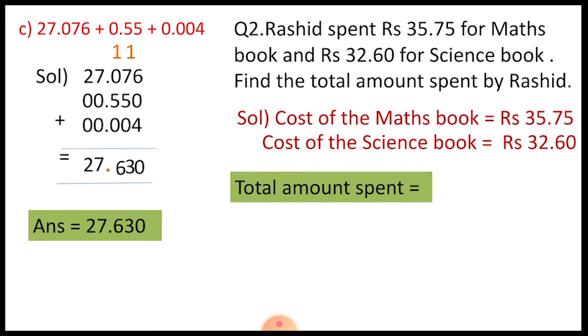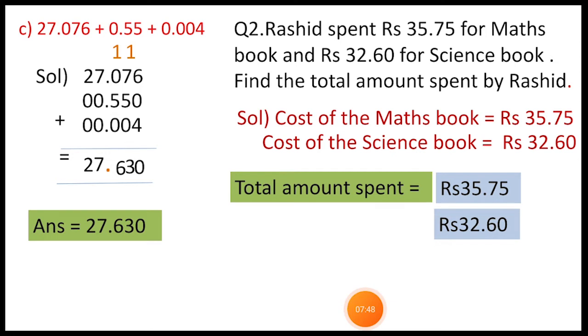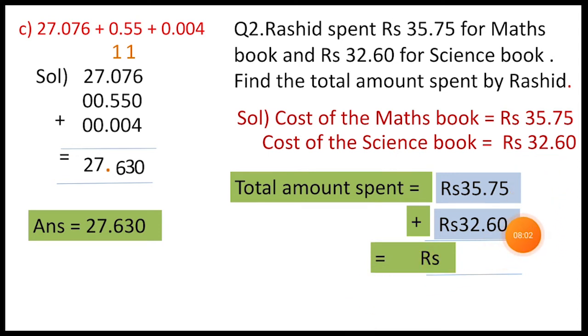Now let us get the total amount spent. So we'll arrange the given numbers from the question, that is rupees 35.75. Below this we will arrange 32.60, which was the cost of the science book, and for the total amount we'll add them. So from the extreme right hand side, from this place, we will start adding them. So 5 plus 0 will get 5. Now 7 plus 6 will give us 13, so 3 we wrote, 1 will give as a carry forward, and we will bring this decimal point down.